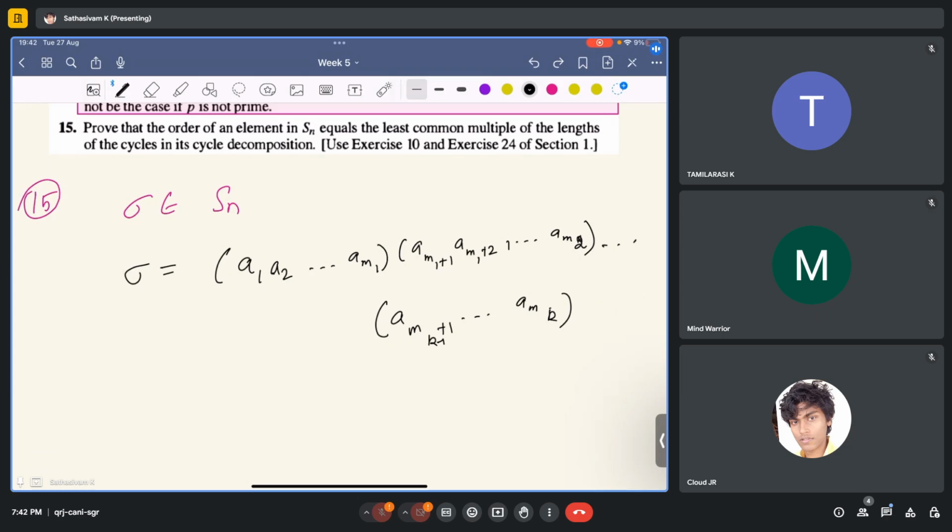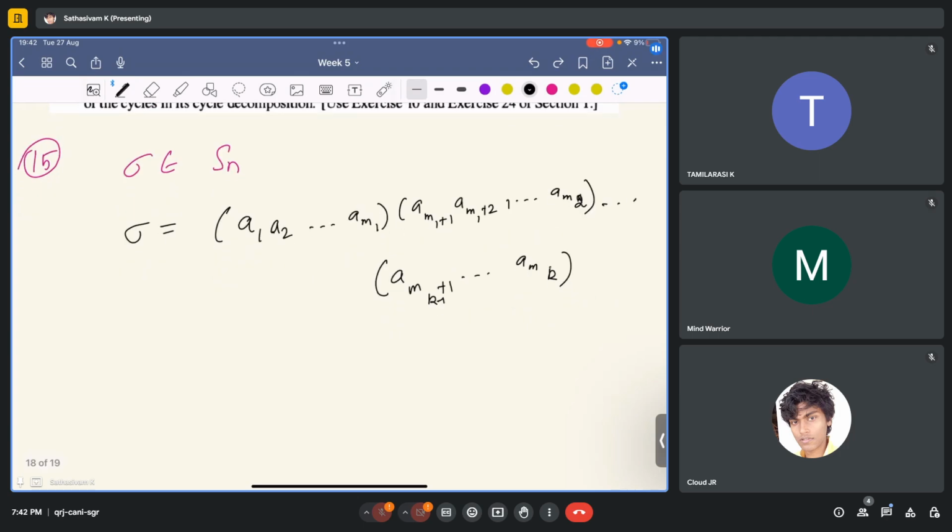Okay. This we have. Right now, what we have to prove is that the order is basically the least common multiple of its lengths, right? So that is what we want to prove. So basically what we claim is nothing but the order of sigma is nothing but LCM of M1. Okay, maybe I will write. Okay, sorry about rewriting it.